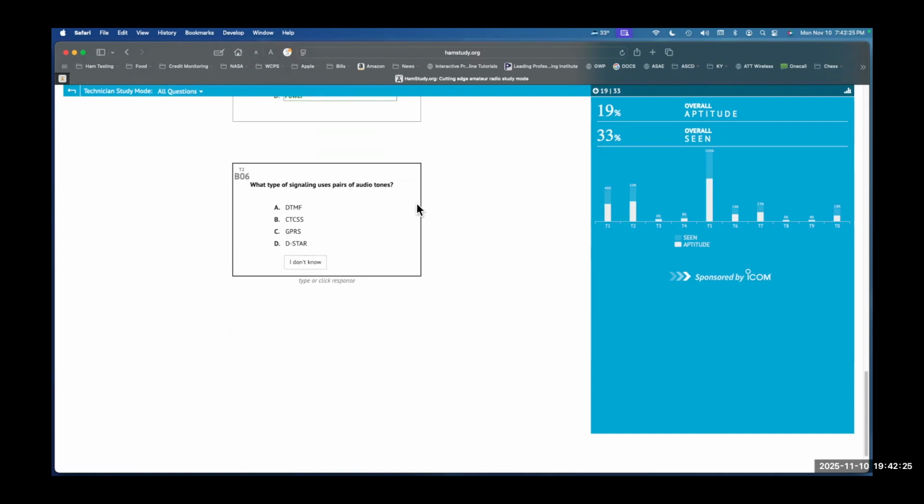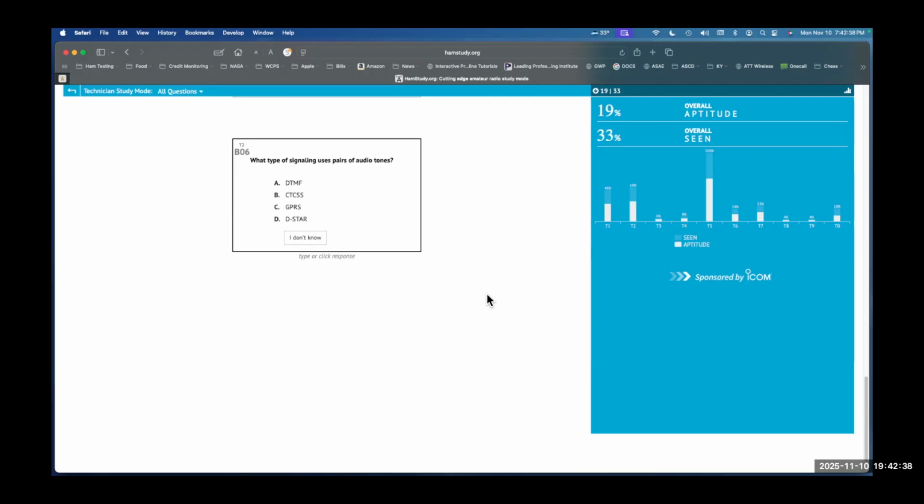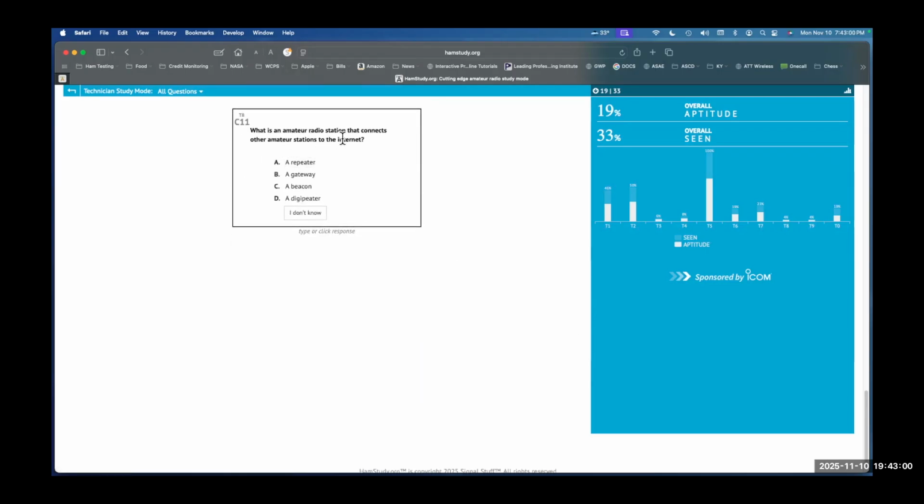What type of signaling uses pairs of audio tones? DTMF, CTCSS, GPRS, or D-Star? CTCSS? I'm going to guess CTCSS, and we're both wrong. Let's show the correct answer. It's DTMF, pairs of audio. So now as I'm studying here, that question will come back up in a few minutes.